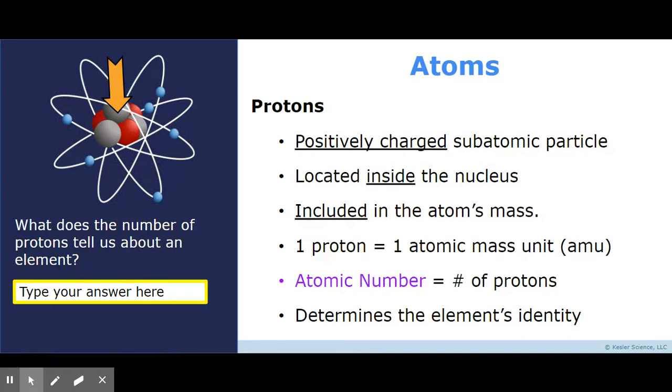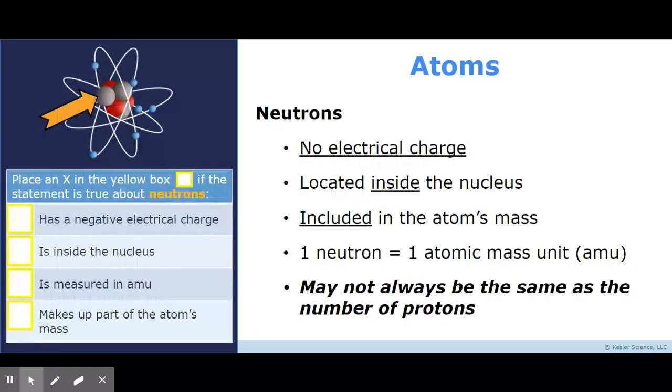Protons are positively charged subatomic particles. They're located inside the nucleus. They're included in the atom's mass. 1 proton equals 1 atomic mass unit, AMU for short. Atomic number equals the number of protons. It determines the element's identity. Question over here says, what does the number of protons tell us about the element? Look here, write your answer down.